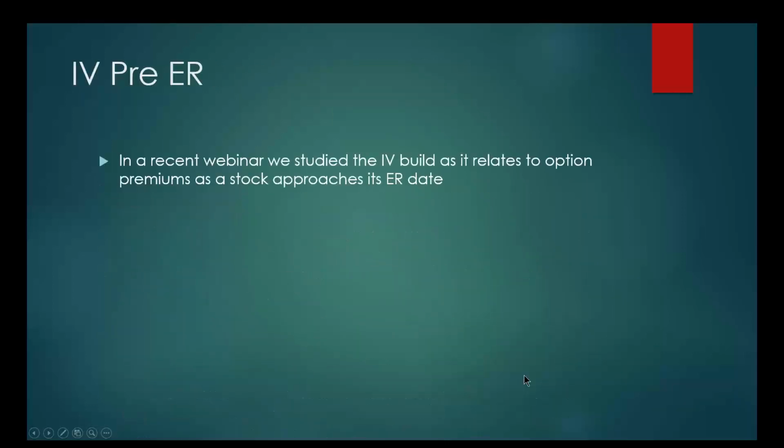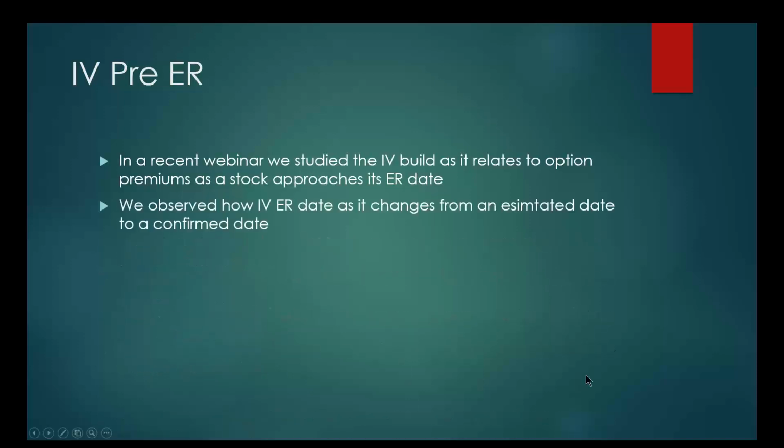IV pre-earnings release. In a recent webinar, we studied the IV build as it relates to option premiums as a stock approaches its earnings release date. We observed how IV, implied volatility, changes as it goes from an estimated date to a confirmed date. So what we did is we looked at the IV in a certain expiration cycle in a very recent webinar. Was it the last webinar or two webinars ago? I don't recall.